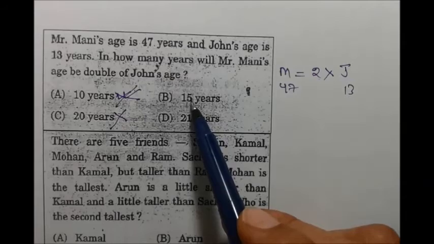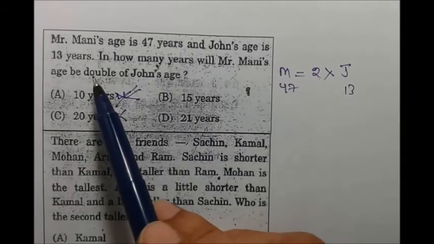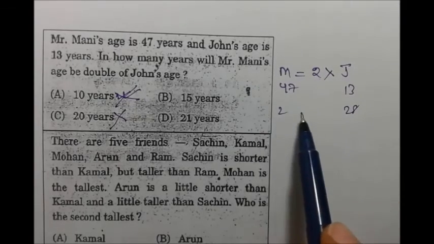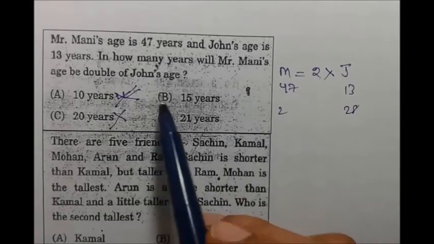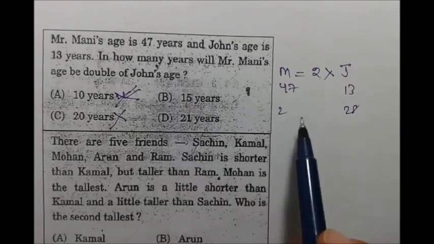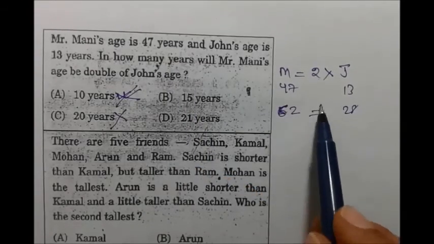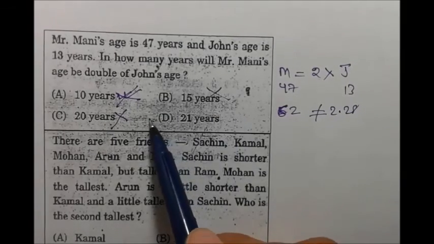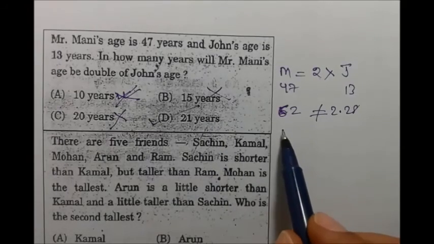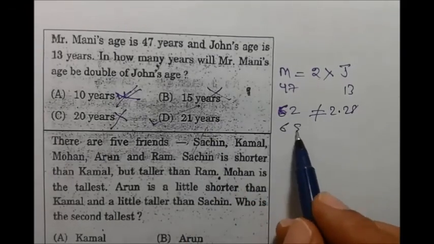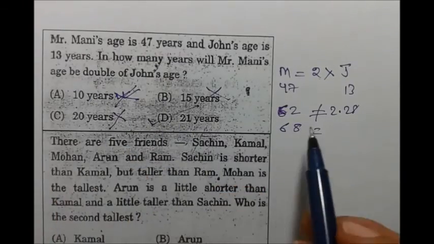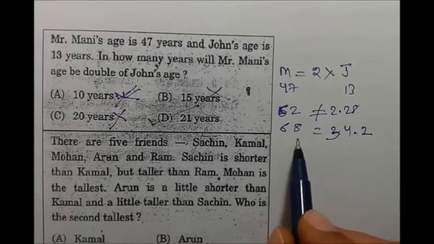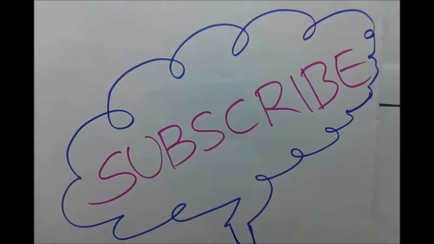If I try to substitute 15, 15 plus 13 is equal to 28. 28 is the age of John. Now it must be equal to 56. So 15 plus 47 is equal to 62, which is not equal to twice of 28. So this is also wrong. So our answer option is D. Let's check that. 47 plus 21 is equal to 68 here, and 13 plus 21 is equal to 34 here. So 34 into 2 is 68. So D is correct.